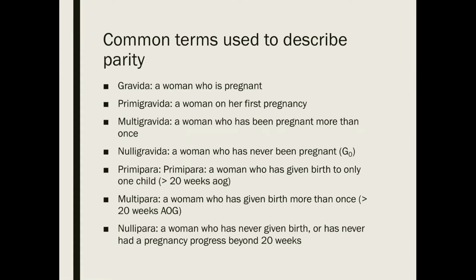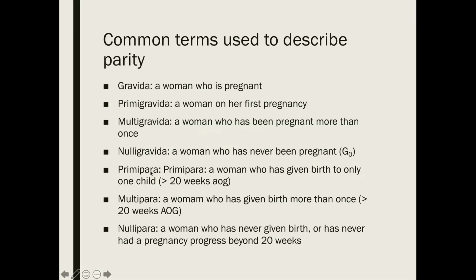Okay, so here are some common terms that are used to describe parity. So a gravida means that a woman is pregnant. Primigravida means that a woman is on her first pregnancy. Another way of denoting this is a G1P0. Okay? Multigravida is a woman who has been pregnant more than once. Okay? Nulligravida is a woman who has never been pregnant. Okay? So we denote that as G0.